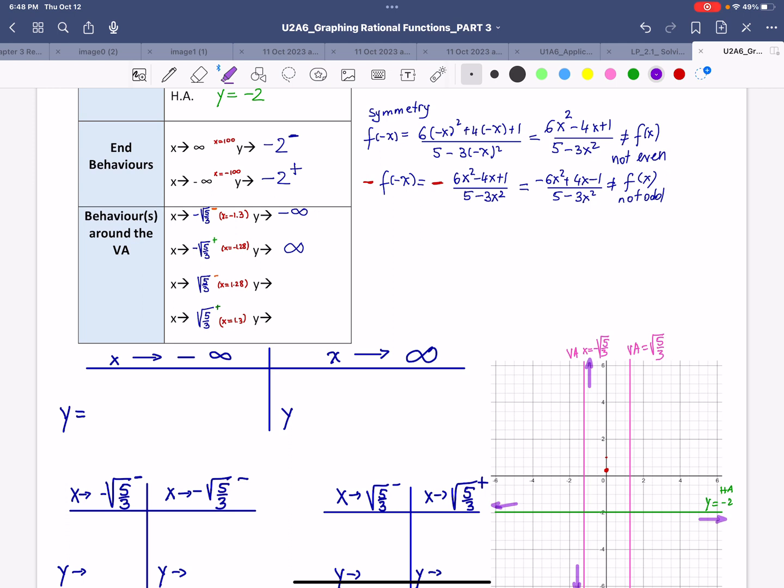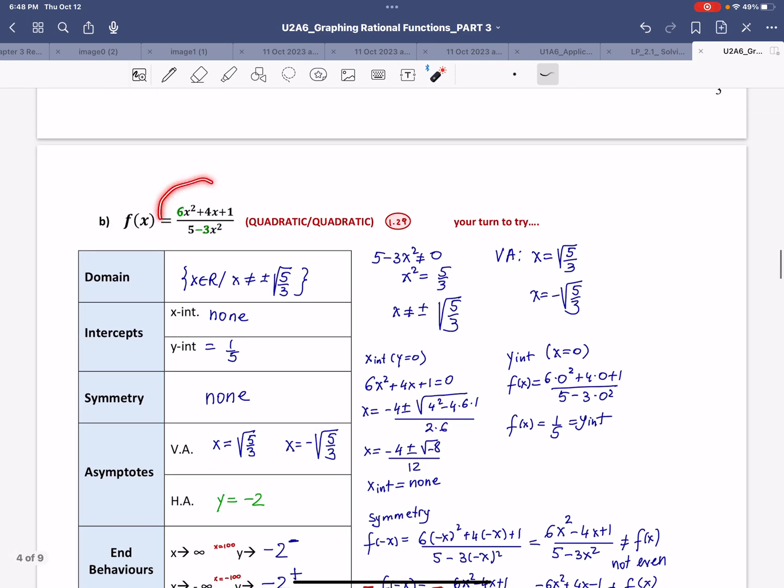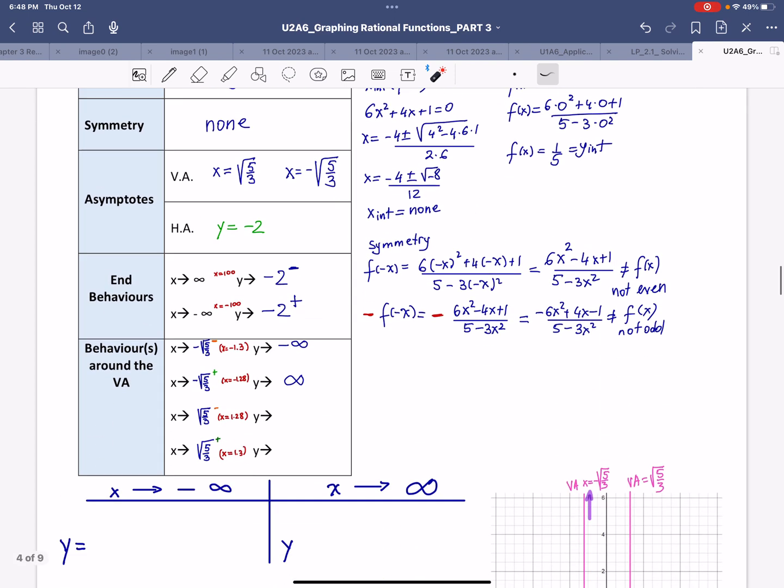Now, next we are going to check the y values at positive 1.28. Again, you use the equation of this function. So we go 6 times 1.28 squared, and then plus 4 times 1.28 plus 1 divided by 5 minus 3 times 1.28 to the power of 2. And in this case, I got quite a large number. 188 is the value of it.